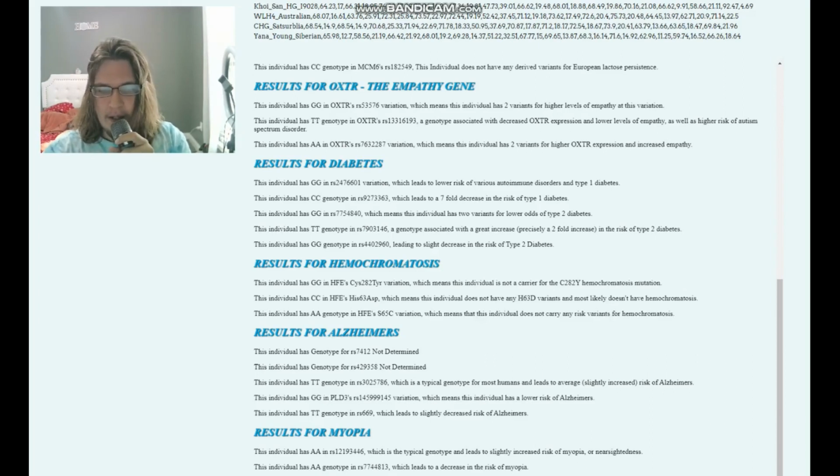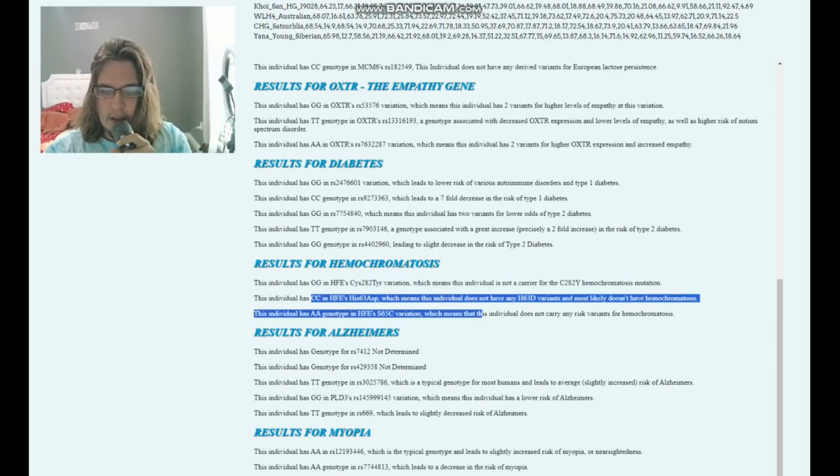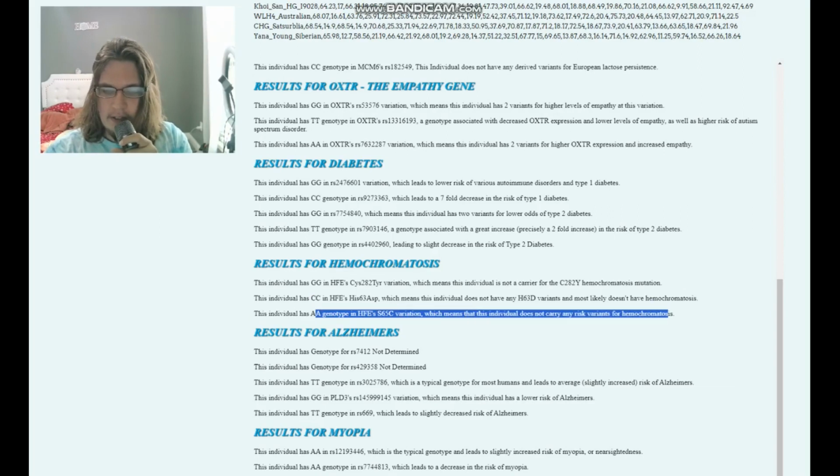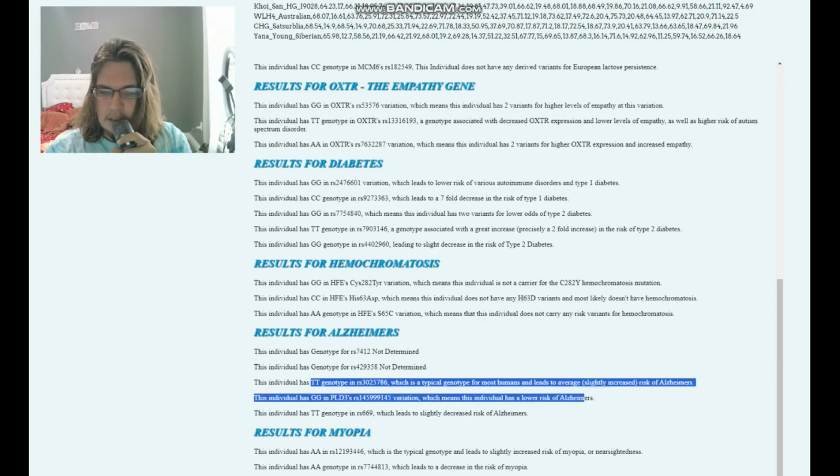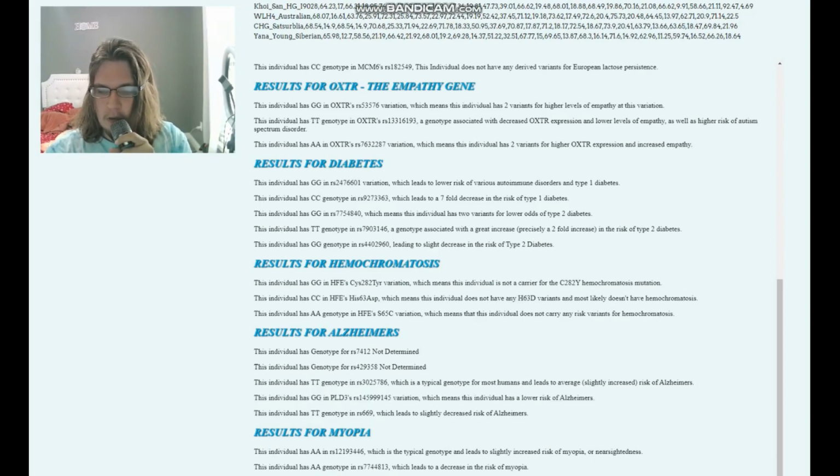For hemochromatosis, she doesn't have this variant, and doesn't have this variant. So it seems that hemochromatosis might be a human illness. For Alzheimer's, TT genotype in this variation, which is a typical genotype for most humans and leads to average or slightly increased risk of Alzheimer's. GG here, which leads to lower risk of Alzheimer's. TT here, which leads to decreased risk of Alzheimer's.